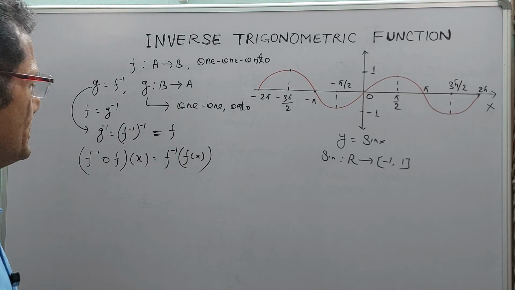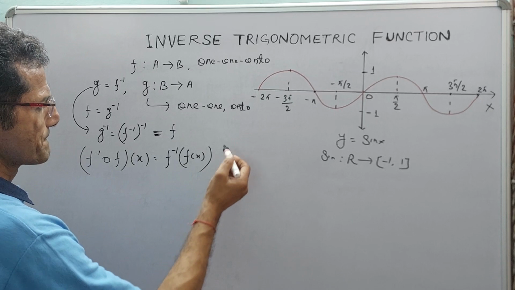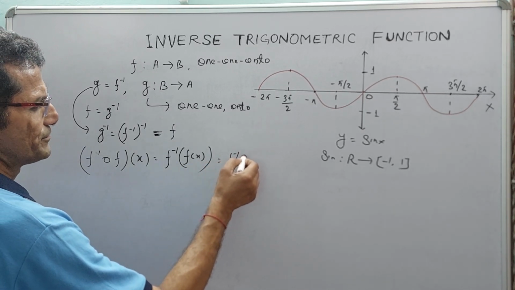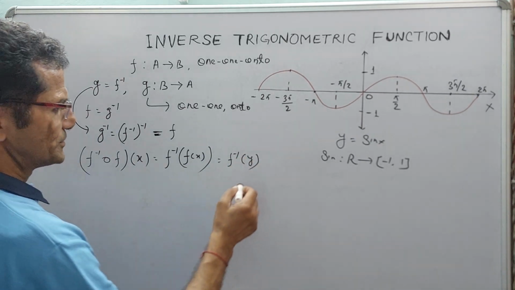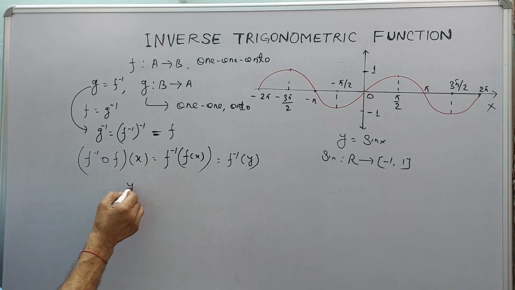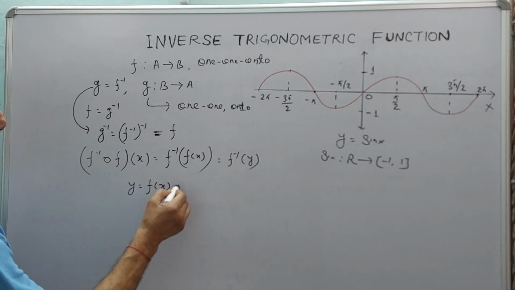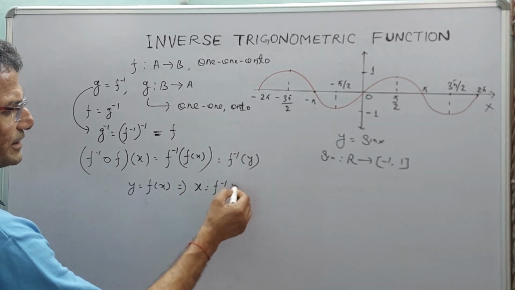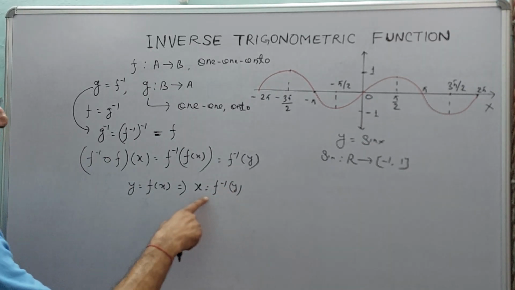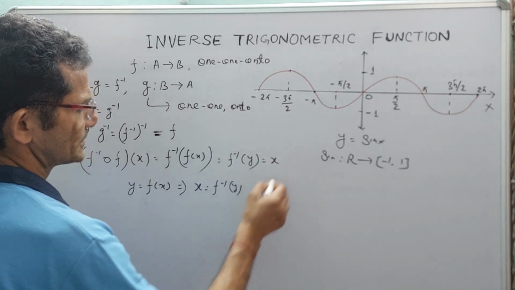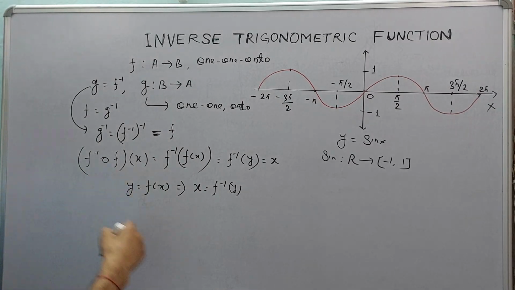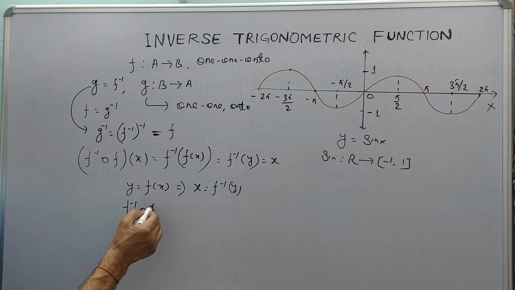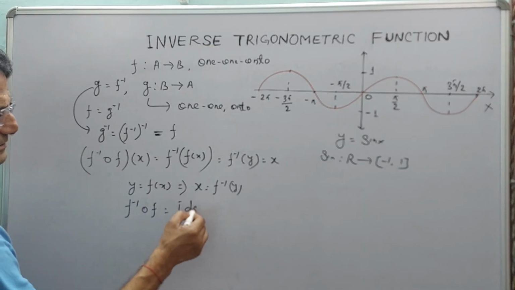We know that if I write y is equal to f(x), therefore F inverse is equal to y. So here y is equal to f(x), which implies that x is equal to F inverse of y. So F inverse of y will be x. It means that F inverse composed with F will be the identity function.